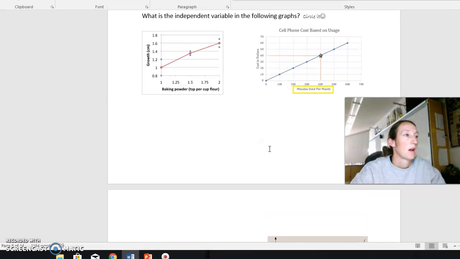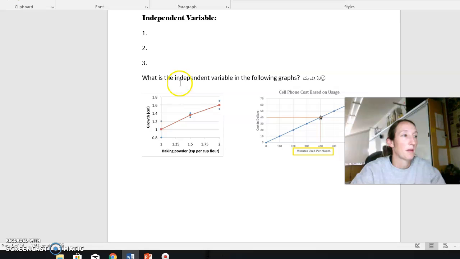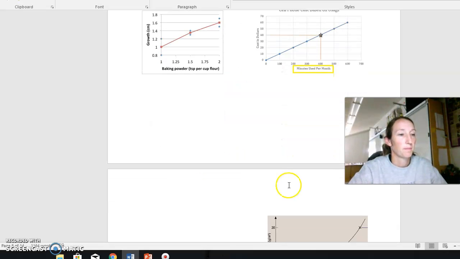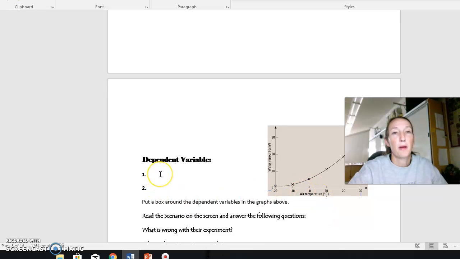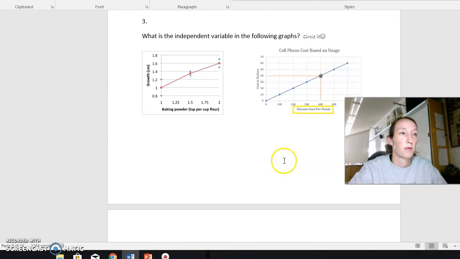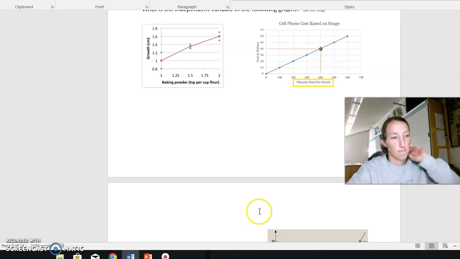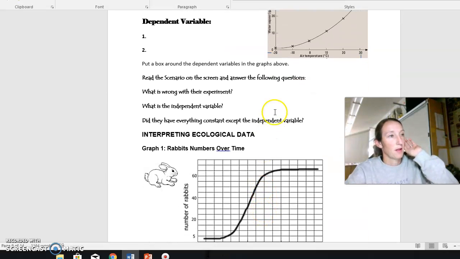Okay. All right, so that's kind of what's going on there. It tells you the independent variable goes on the x-axis, so you're going to circle these. And then the dependent variable always goes on the y-axis. So here's your dependent variable, what you're measuring. Okay. All right, then there's a few questions.